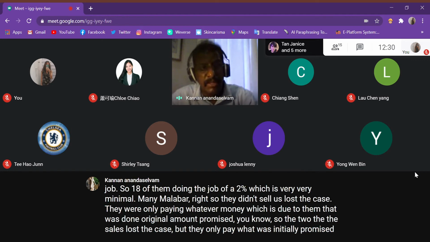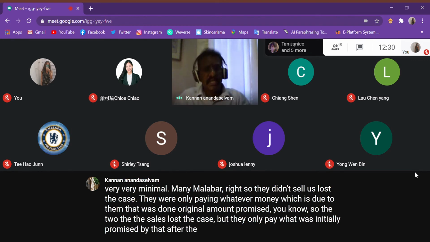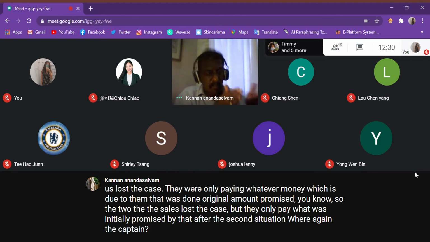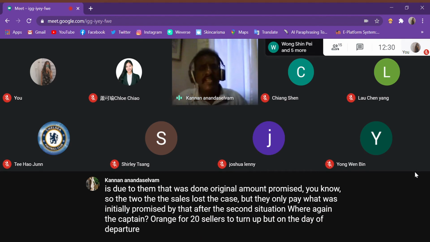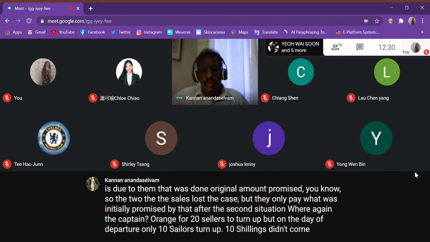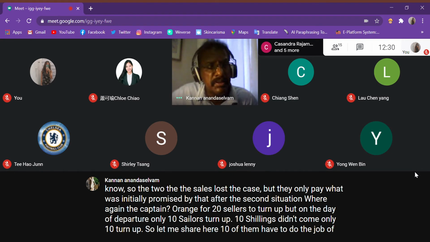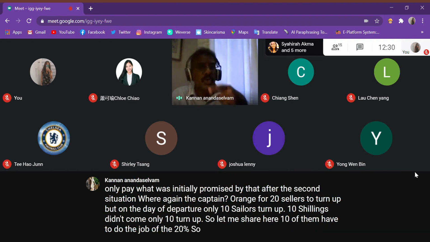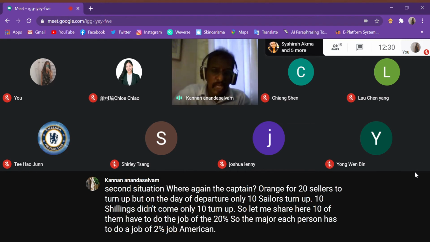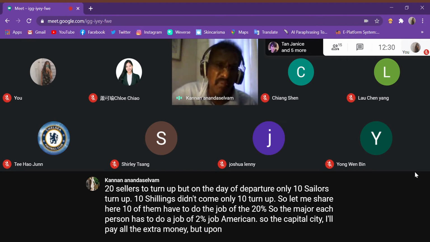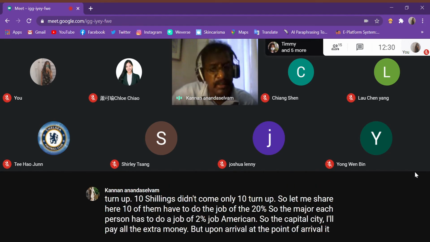The second situation, where again the captain arranged for 20 sailors to turn up, but on the day of departure, only 10 sailors turn up. 10 sailors didn't turn up. So that means here, 10 of them have to do the job of 20. Each person has to do the job of 2 persons. So the captain said, I'll pay you all the extra money. But upon arrival at the port of arrival, he refused to pay. They took him to the court.